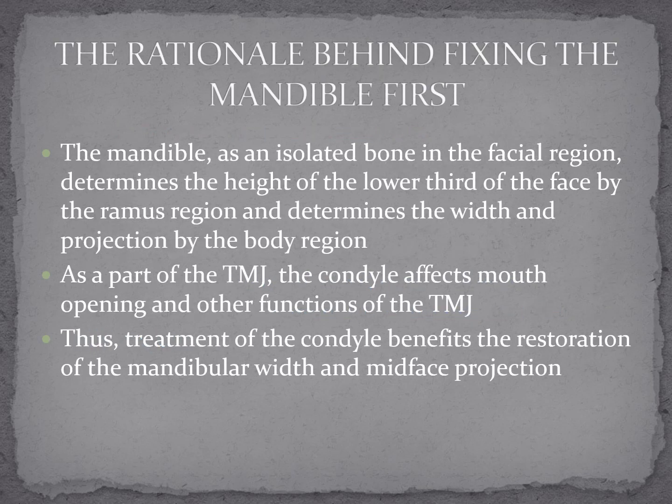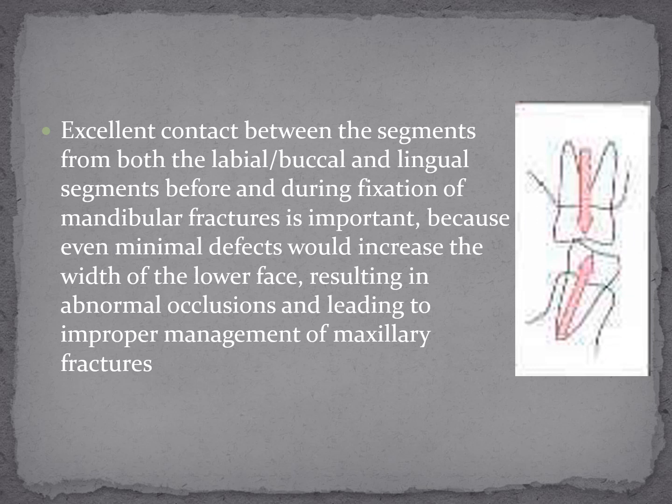Some authors have discussed what the rationale is behind fixing the mandible first. What was concluded is that the mandible is an isolated bone of the facial region and it determines the height of the lower face by the ramus region and the width of the face by the body region. As part of the TMJ, the condyle affects the mouth opening and the function of the TMJ also. Therefore, the treatment of the condyle benefits the restoration of both mandibular width and midsection.